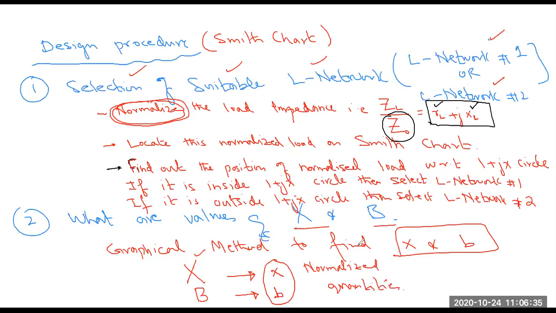So this is the whole procedure that I have explained from a conceptual point of view, of how to use an L network for matching. Okay, so now let's do one example so that you can understand all of these steps.